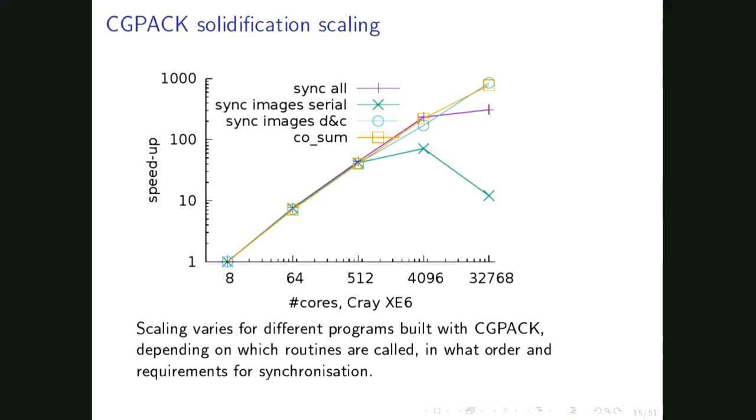Some CGPACK problems, we can also call them miniapps, which really encapsulates the purpose of those programs. They just test various library routines in a particular sequence. For example, solidification shown here can scale at least up to 32,000 cores. And here's the plot where I have studied several collective algorithms. Cray's implementation of CoSum, the orange squares, delivers the most reliable scaling, as you can see here.